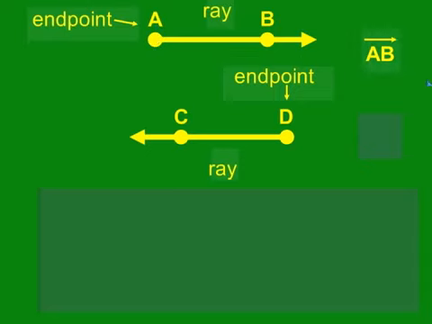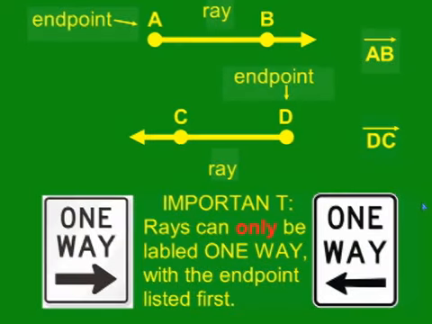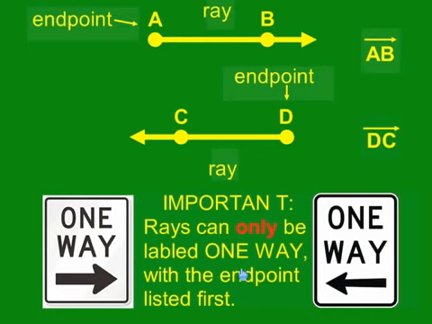Notice that the endpoint comes first in the label, and it has an arrow on the other side. This ray can only be labeled with the endpoint first. That means we have to call it DC, even though it goes from right to left. The most important thing to remember is that rays can only be labeled with the endpoint first. Just one way. What's a good way to remember that, my 3-year-old son? Like a one-way street. Yeah, a ray is like a one-way street. It can only be labeled one way with the endpoint first.